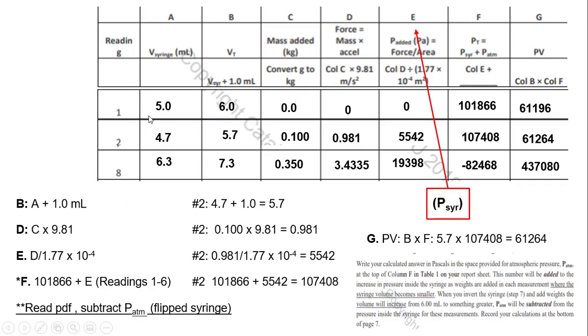So let's look at the initial. The initial is 5, so I added 6. I had no mass added, so it's 0. So 0 times 9.81 is 0. 0 divided by a number is 0.